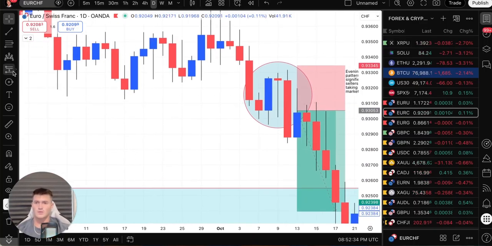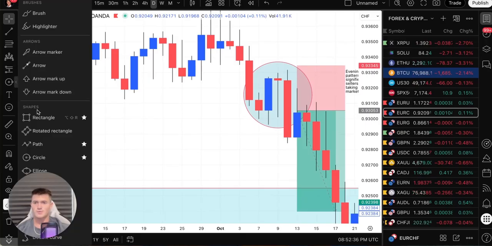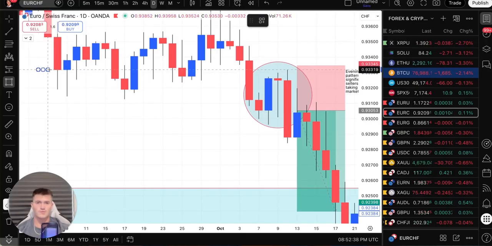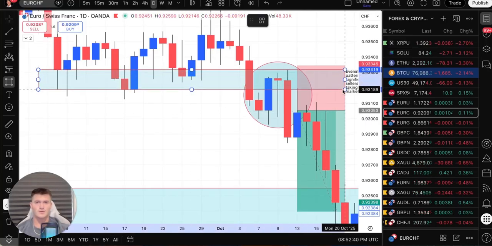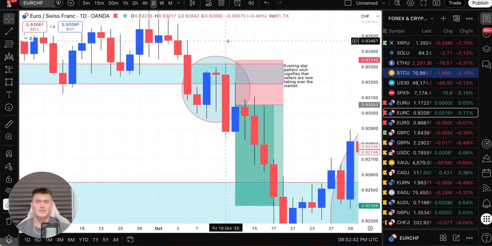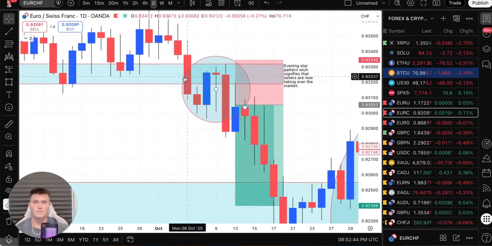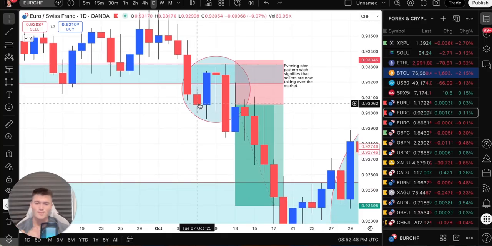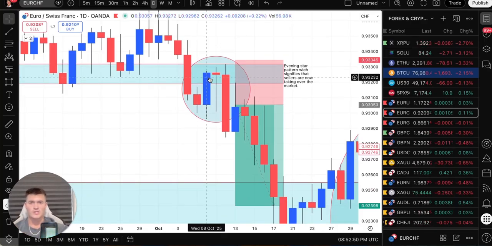Let's make ourselves a little area of interest right here. So we've got the evening star at the area of interest. We're below the area of interest. If we're below, we're selling. If we're above, we're buying. Price retested this area.